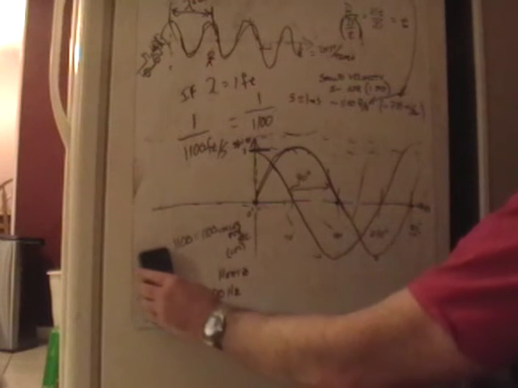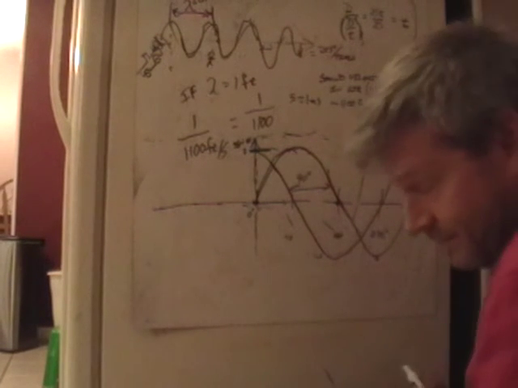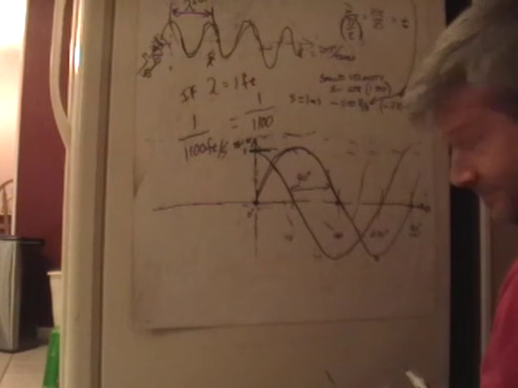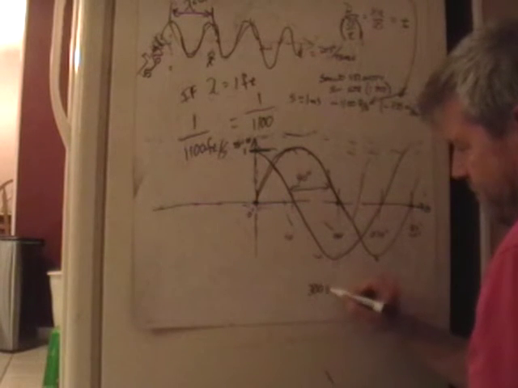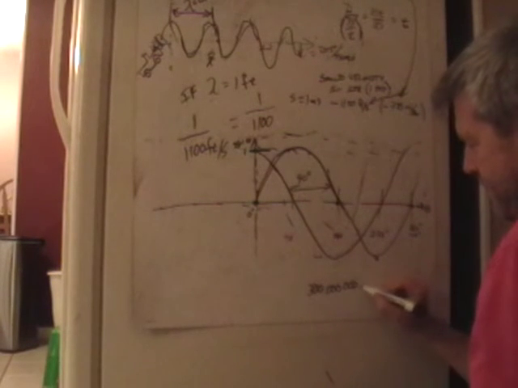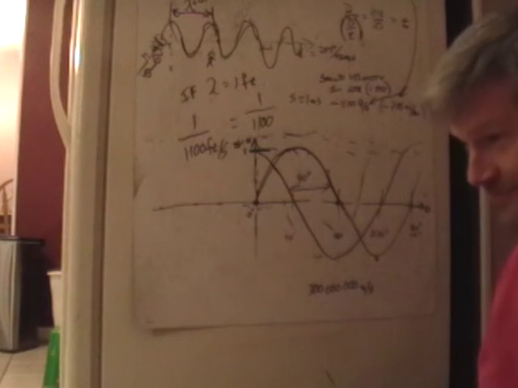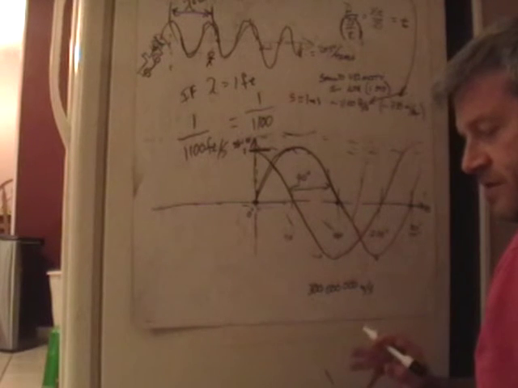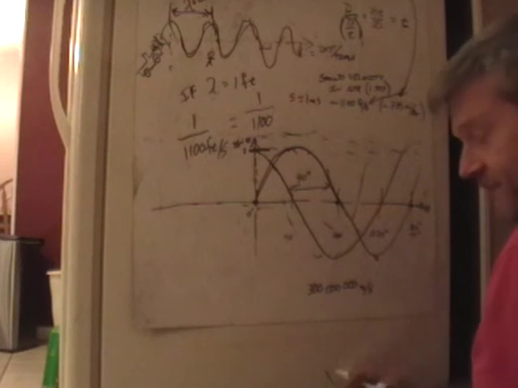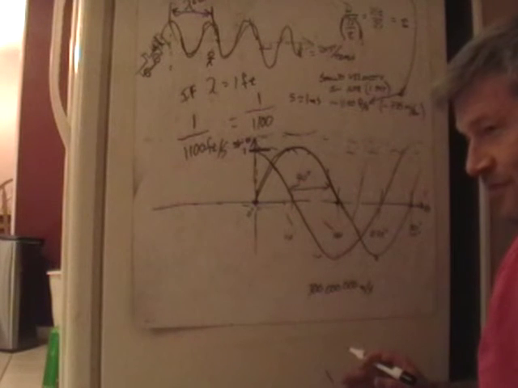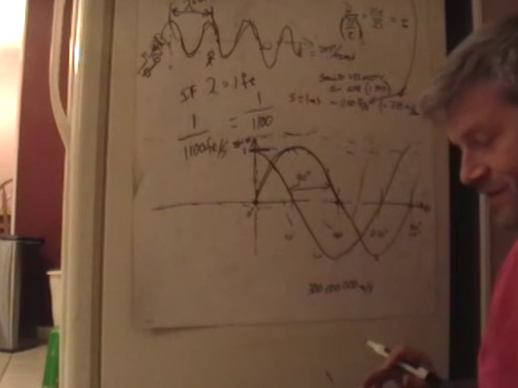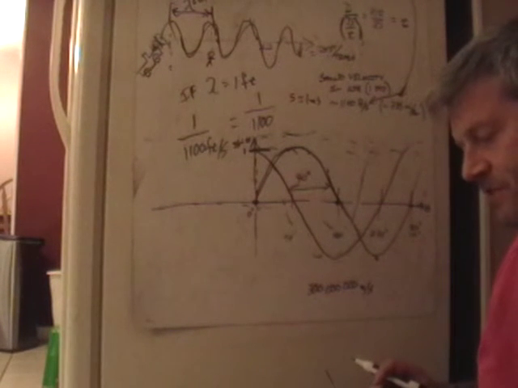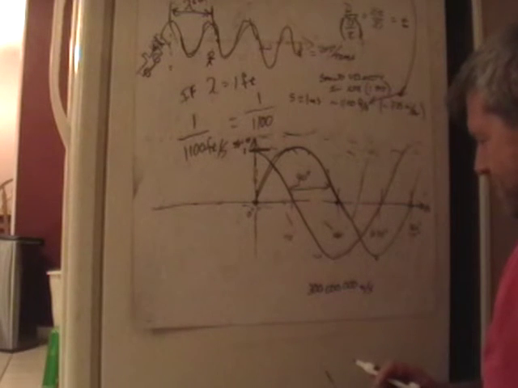I can tell. So now, light travels at the speed of light. 300 million meters per second. Light travels so fast that civilization didn't even realize it was traveling for over 10,000 years. 300 million meters per second.